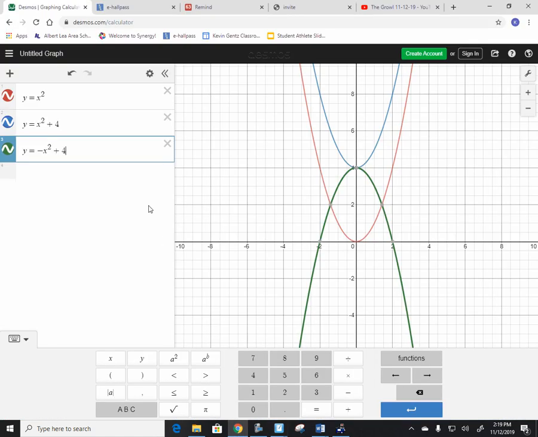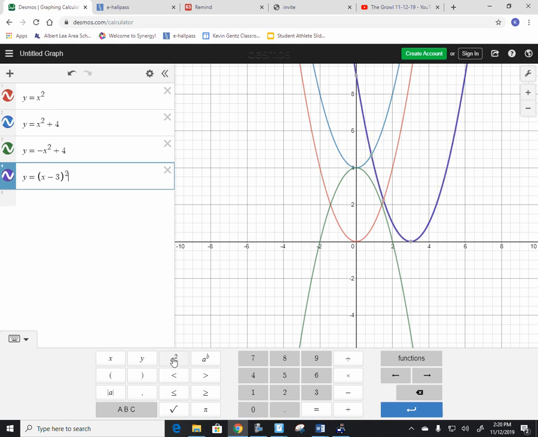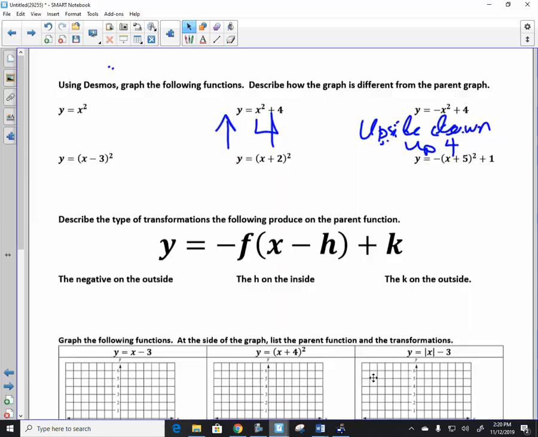Let's check it out. We have y is equal to (x minus 3) squared. What did it do? It moved it right 3. JJ, get up there. Right 3.